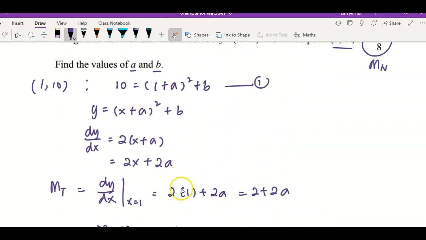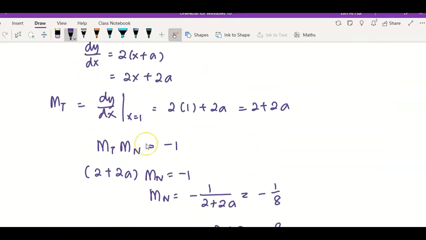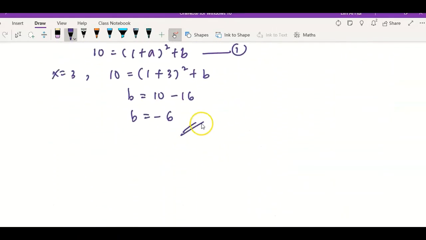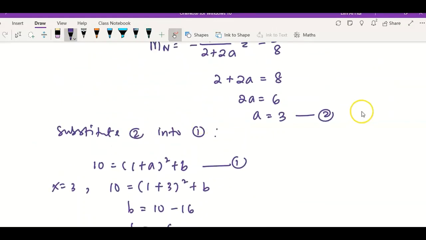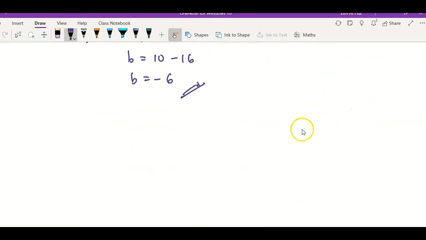The question just asks us to find the values of a and b. We already got them. You can just leave your answer as this: a equals 3, b equals -6.